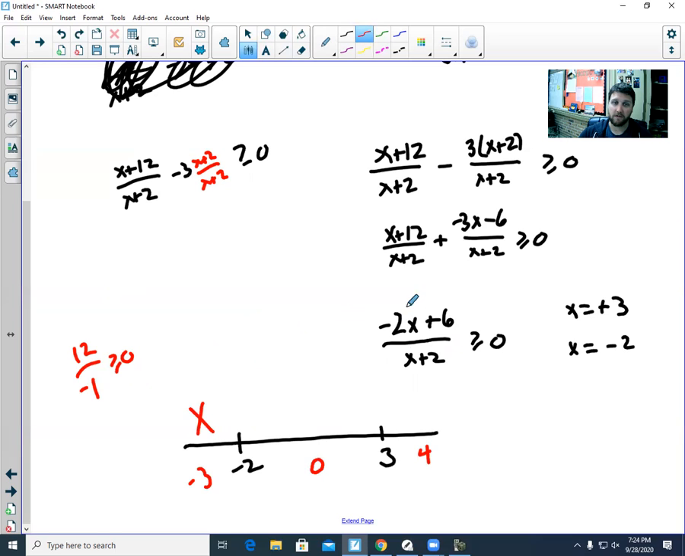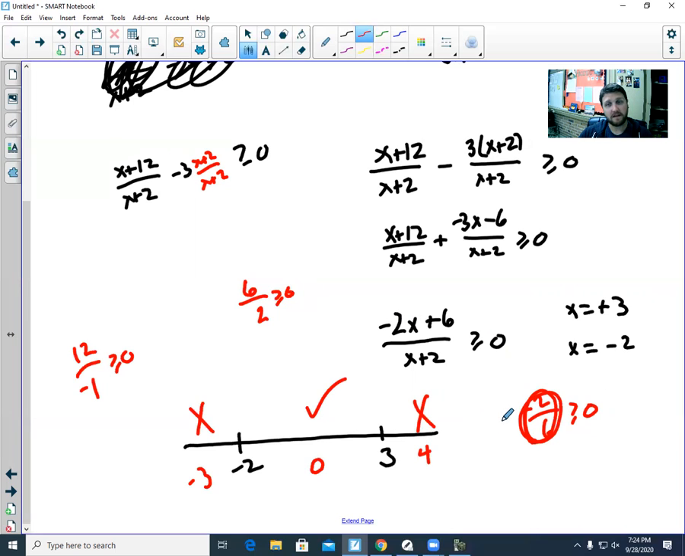I'm going to try the same thing with 0. Negative 2 times 0 is 0, plus 6 is 6, over 0 plus 2 is 2, which is 3. 3 is greater than or equal to 0, so that works. And then the last one is 4. Negative 2 times 4 is negative 8, plus 6 is negative 2, over 4 plus 2 is 6, greater than or equal to 0. All I care about is that this is negative, and a negative is not greater than or equal to 0, so that's no good.